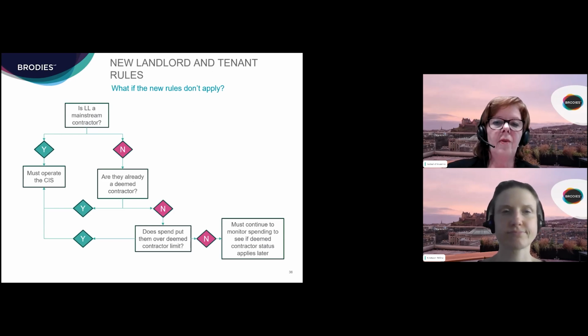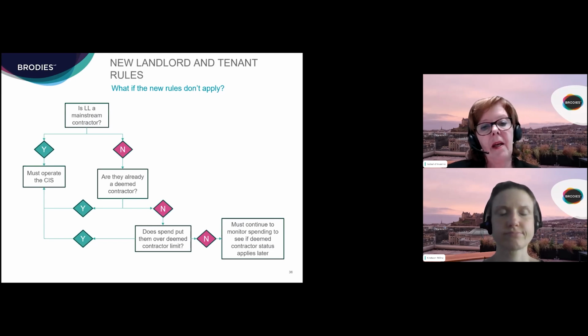What if the new rules don't apply? Well, you've got to monitor the construction spend. So this is a sort of hopefully helpful flow chart. If the landlord's a mainstream contractor anyway, then the CIS will apply, and they'll have to operate it. If they are already a deemed contractor, then they will have to operate it if the anticipated spend takes them over the limit.